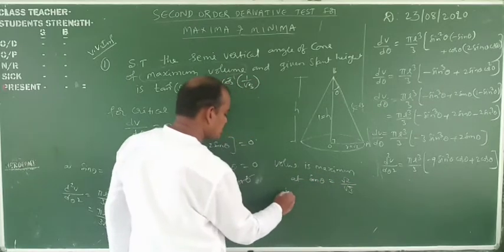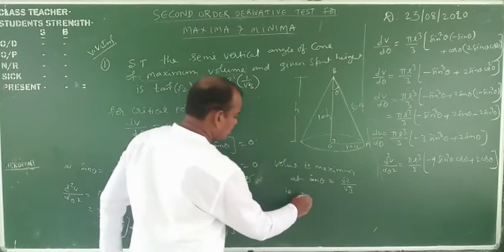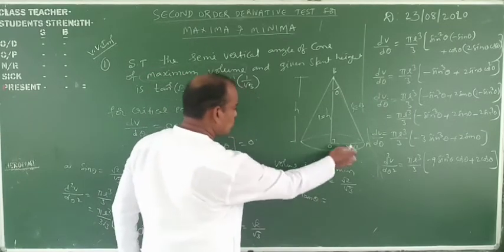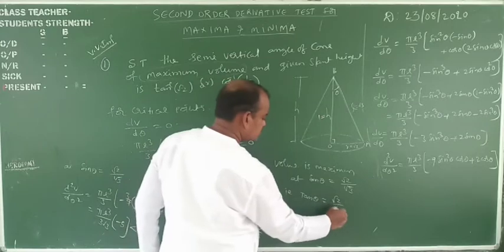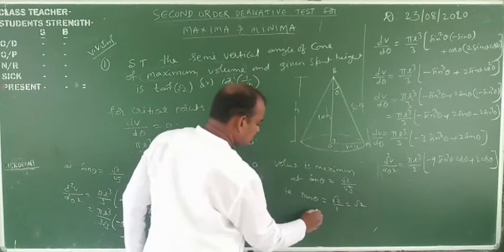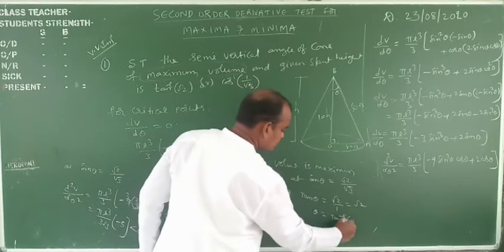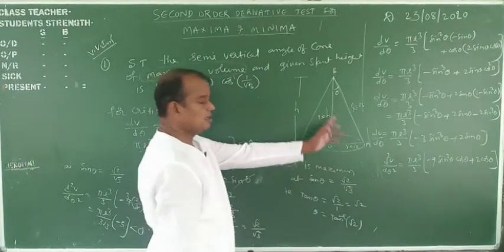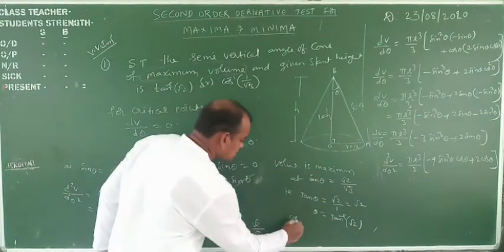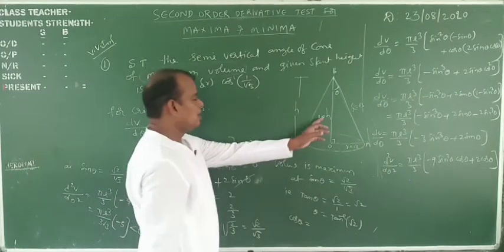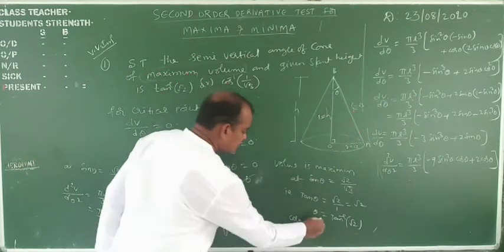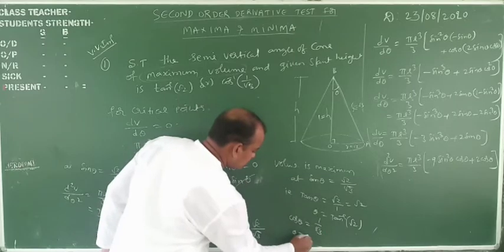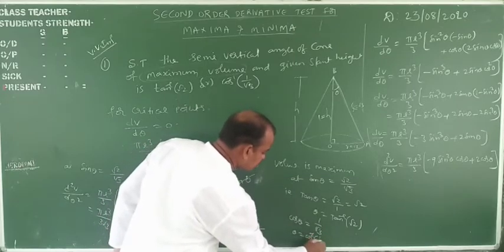From this one, what happened? Tan theta equals r by h, root 2 by 1, that equals root 2. From here, theta is equal to tan inverse of root 2. From this diagram, cos theta equals adjacent side by hypotenuse, 1 by root 3. Now theta is equal to cos inverse of 1 by root 3.